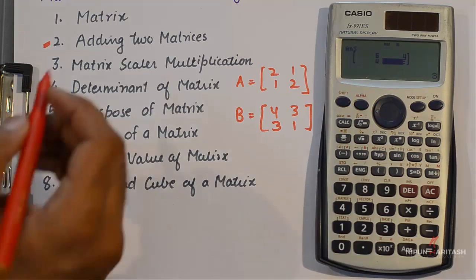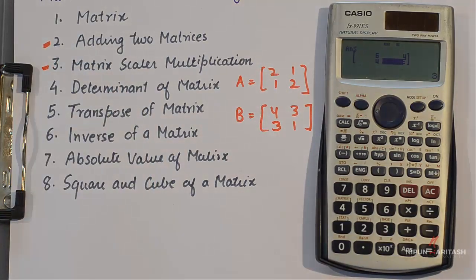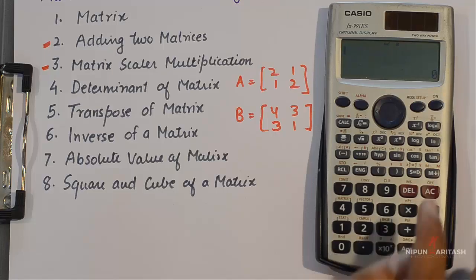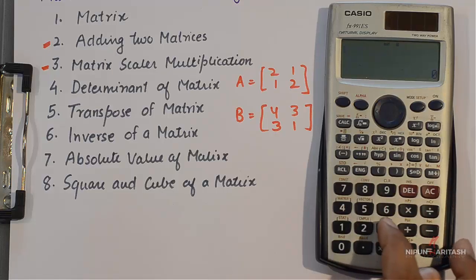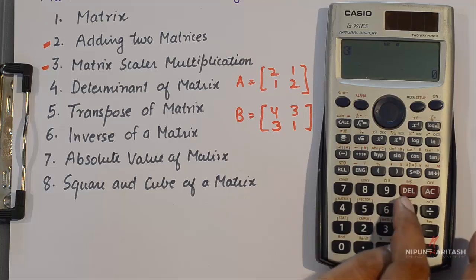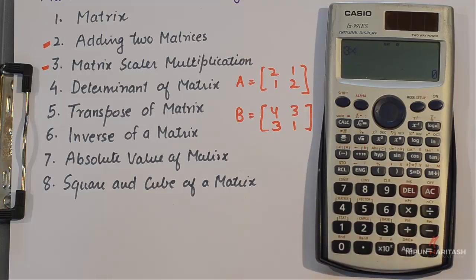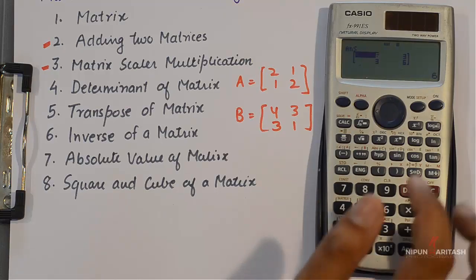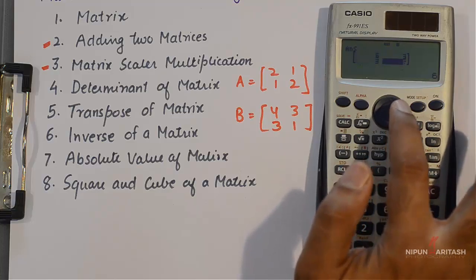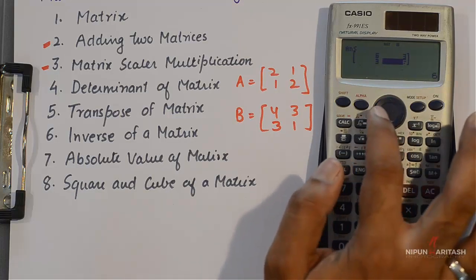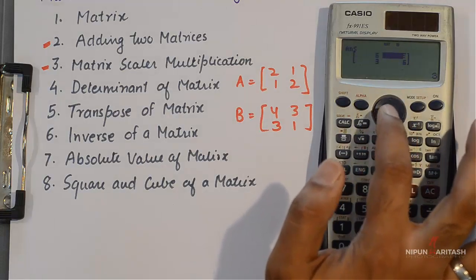The next operation is matrix scalar multiplication, which is equally simple. We can clear the screen, simply type in the scalar that you want to multiply, then go back to matrix options, select the matrix, and it gives you the multiplication of a matrix with the scalar. I have multiplied 3 with matrix A, so it gives me 6, 3, 3 and 6. You can check individual entries of a matrix by the arrow keys.